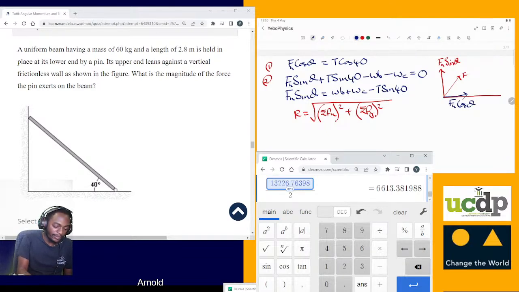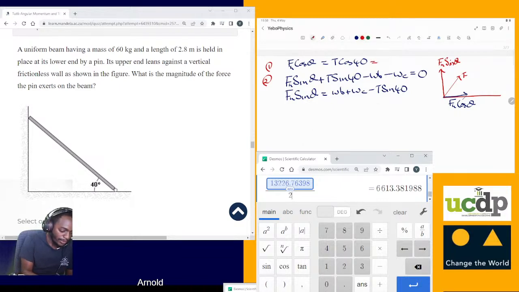So this F, what we're looking for, is our resultant. So we can just leave it as, which is this F, which is this R. Okay. So I think the best thing would be to find numerical values first. Let me remove this so that we substitute first and get numerical values.